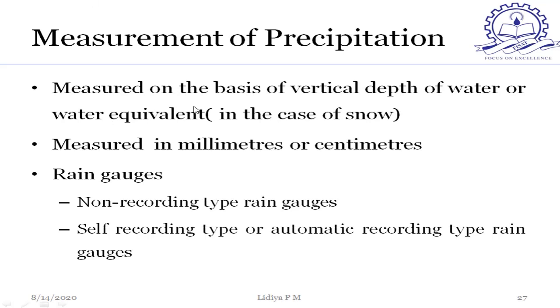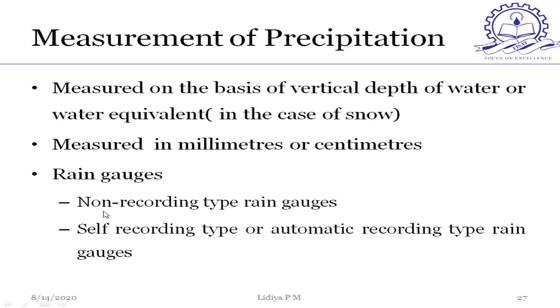All forms of precipitation are measured on the basis of vertical depth of water. We have to measure in terms of vertical depth of water, or water equivalent in the case of snow. It is measured in millimeters or centimeters. The instrument which is used for measuring the precipitation is called a rain gauge. We can classify that into two.